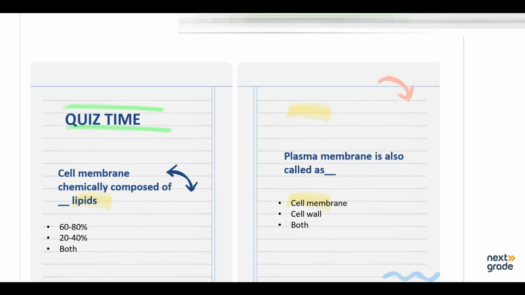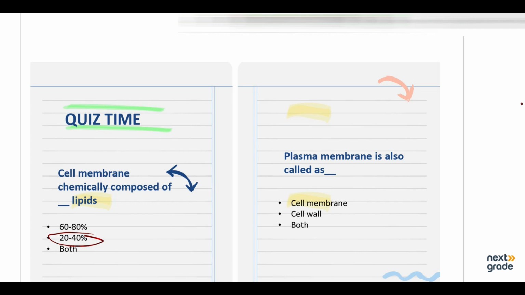Then there is the quiz time. The cell membrane is chemically composed of lipid 60 to 80%, 20 to 40%, or both. As we know that the cell membrane is composed of 60 to 80% of protein and 20 to 40% of the lipid. So here the correct answer is 20 to 40%.